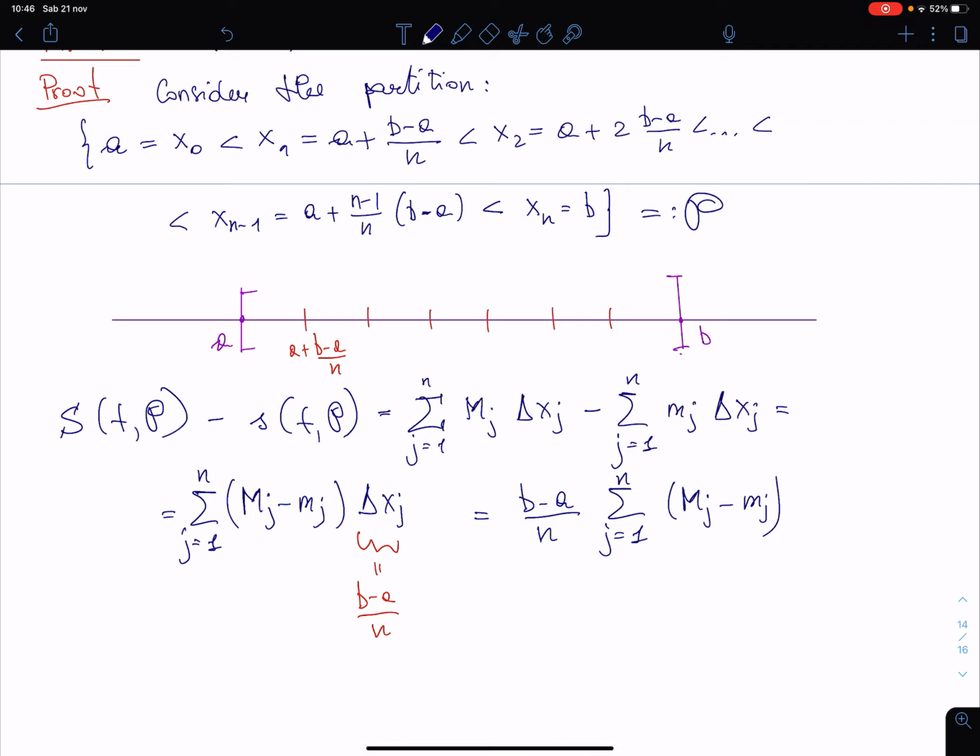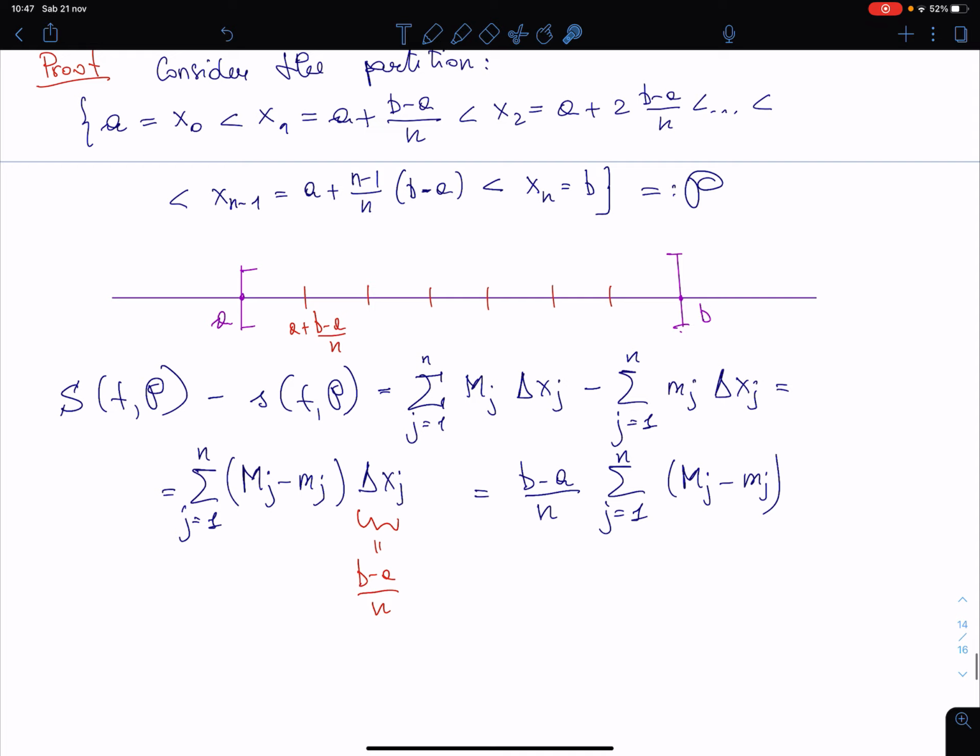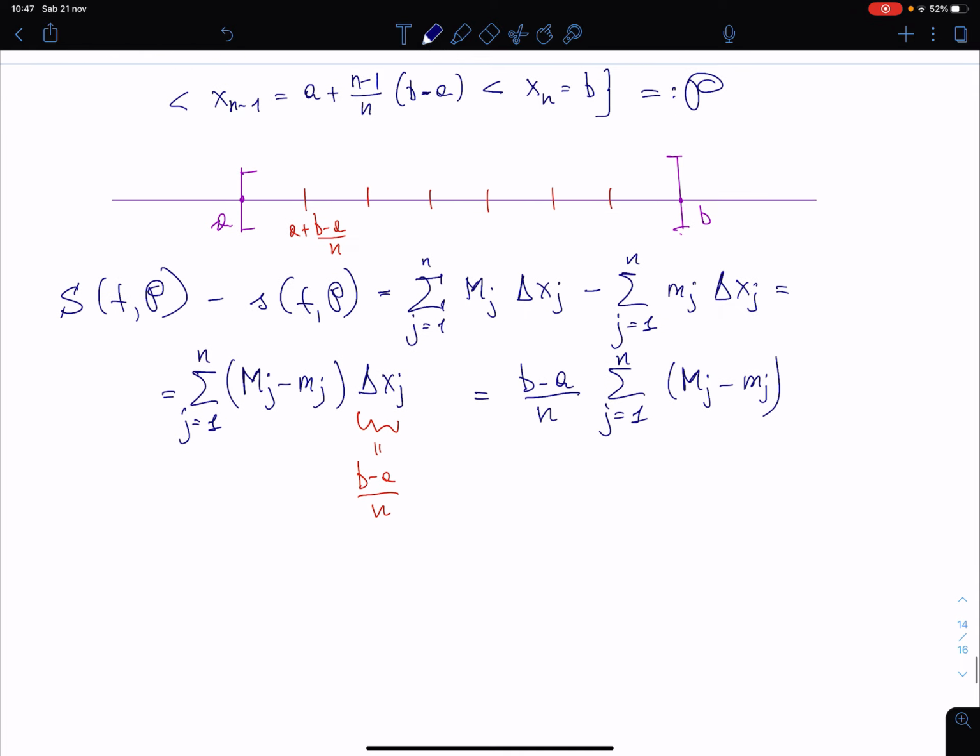Okay, and now let us reason on this. This is the key of the proof. And up to now, we did not use the hypothesis of the monotonicity of f. Now we use it, and we have to suppose something. Let us suppose that f is monotonically increasing. So let us assume f monotonically increasing.